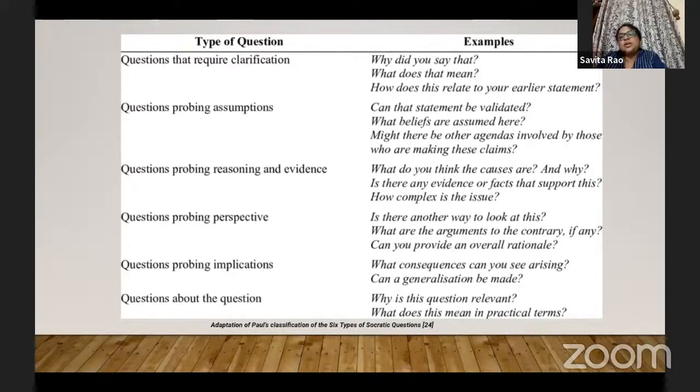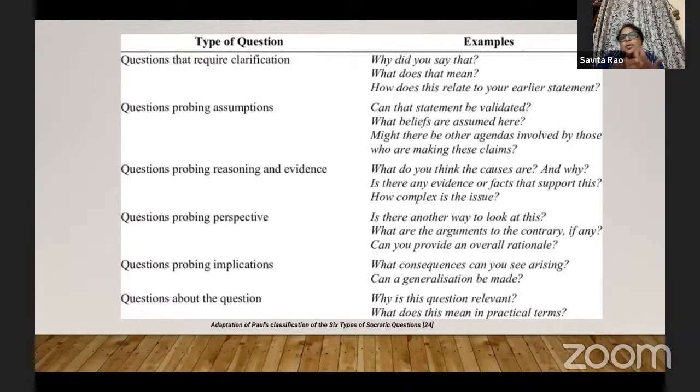Sometimes you're also questioning the questions themselves. When somebody asks you a question, like, especially nowadays when interviews are held, if the interviewer asks you, are you married? Then you can also ask, why is this question relevant? What has it got to do with my applying for this position? So this is where you are questioning there.